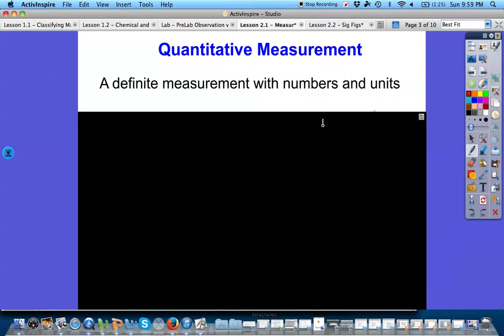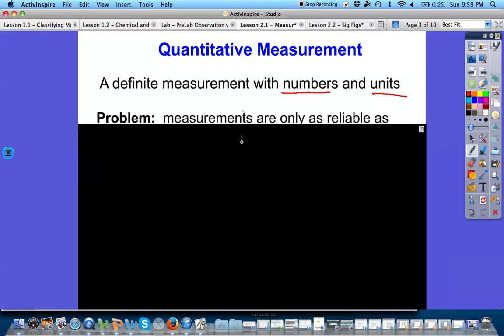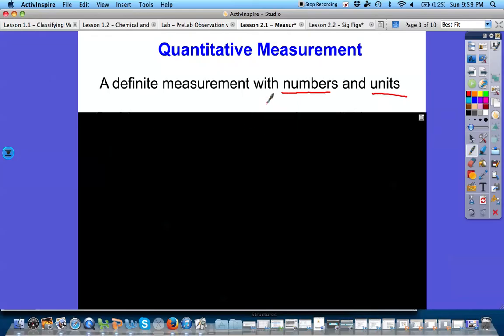Quantitative measurement is a definite measurement, and it is always going to have numbers and units. Throughout the year, anytime you have a number, you must label it with the correct units. A number by itself does not mean anything.